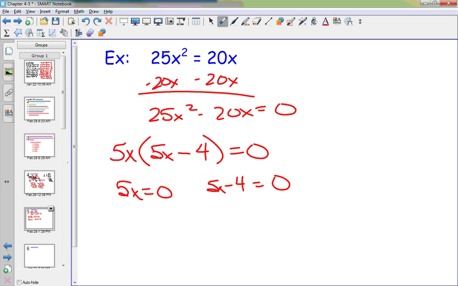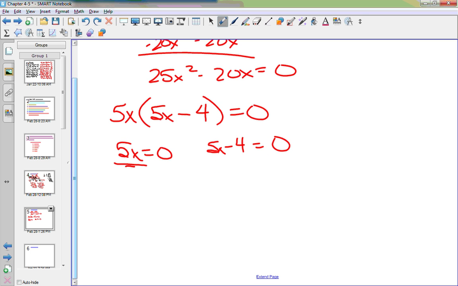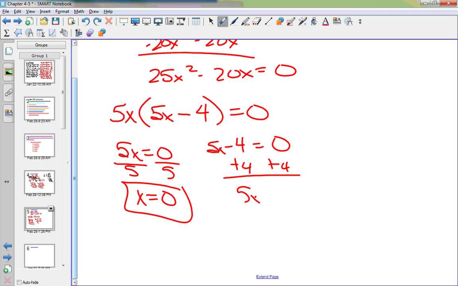Now, how do I solve 5x equals 0? I divide by 5. Excellent. Then x is equal to 0. What's going on with the next one? What do I do? Add 4. Add 4 and then? Divide by 5. Excellent. So 5x is equal to 4, divided by 5. X is equal to 4/5.